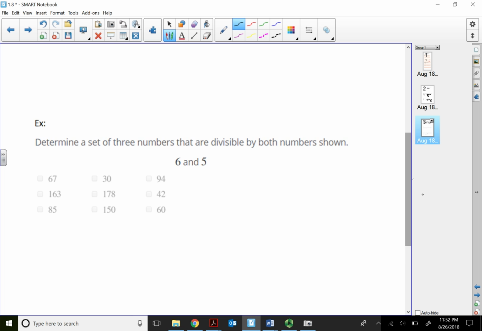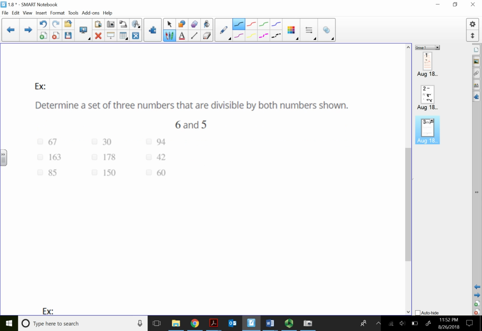Oh, this one is interesting. Got to be both 6 and 5. All right. Easiest way to do this, when you have a 5 or a 10, you always check the last digit first. Because remember now, divisibility by 6 says it got to be 2 and 3, right? But 5 is unique. 5 can only go into a number that ends in 5 or 0.